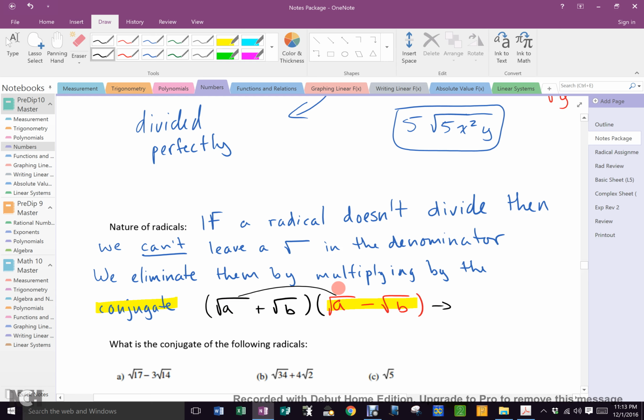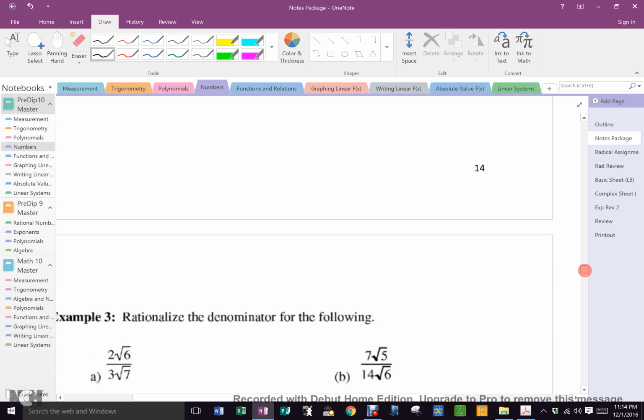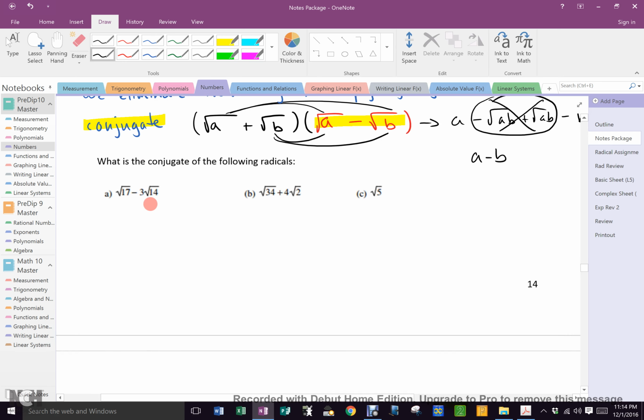Well, root A times root A is A, minus root AB, plus root AB, minus B. And notice, plus AB minus AB fall out, leaving me with A minus B. And that's what we're shooting for. And this process we'll talk about in a second.